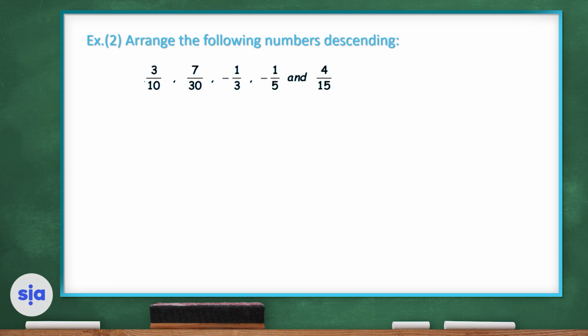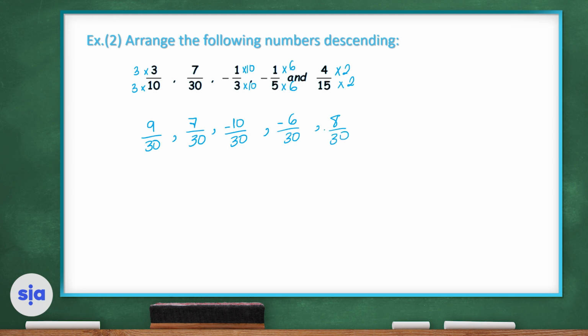So here in this one, we're going to multiply up and down by 3. So it's 9 over 30. This one is already over 30. Here, we're going to multiply up and down by 10. So it's negative 10 over 30. Then multiply here up and down by 6. So it's negative 6 over 30. And then the last one, multiply here up and down by 2. So this is 8 over 30.